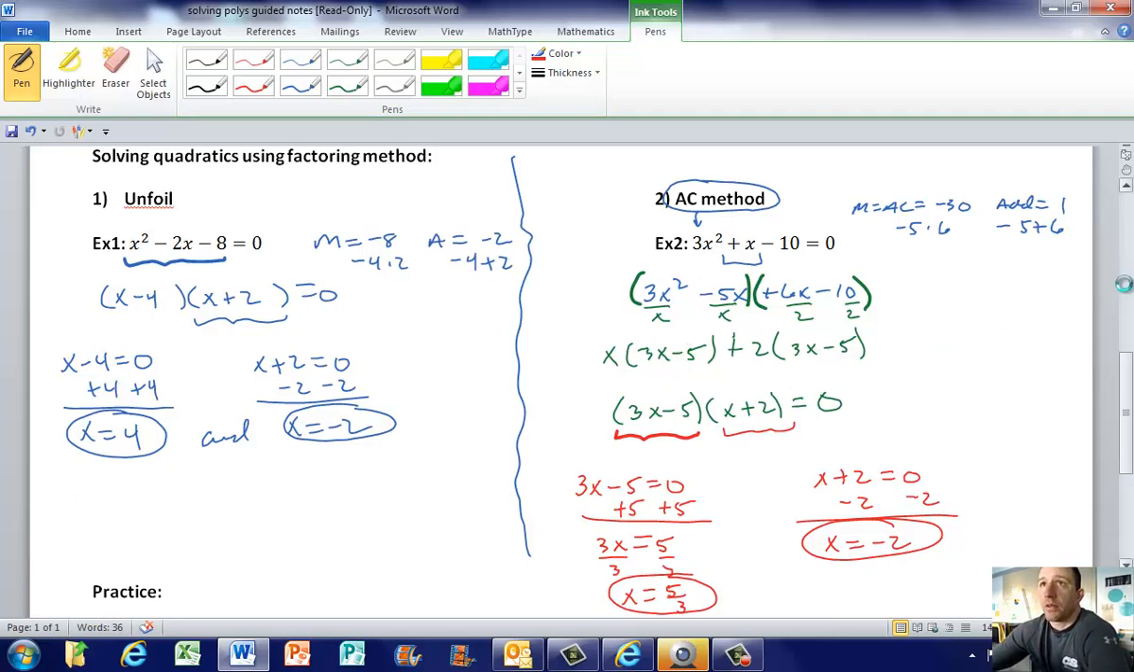Remember, when solving quadratics using the factoring method, the name of the game is factoring. That's the hardest part. The rest is easy.